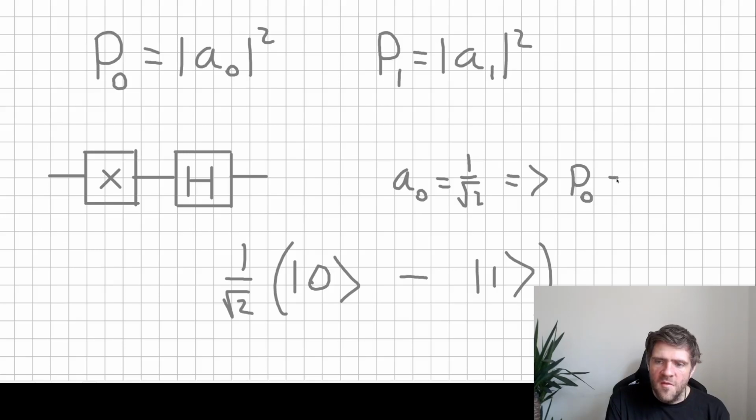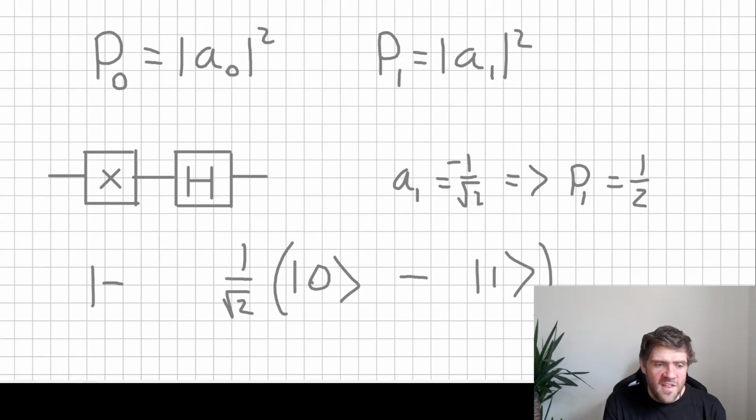P0 equals half, giving us this probability of half that we get the outcome 0. But for the case of a 1 here, the amplitude a1 is minus 1 over root 2, which squares again to half. So the probabilities, because we're squaring them, this minus disappears, and we get to the probabilities we need. And you can verify yourself, but if you take the inner product of this state with the plus state, you'll find that they are orthogonal.